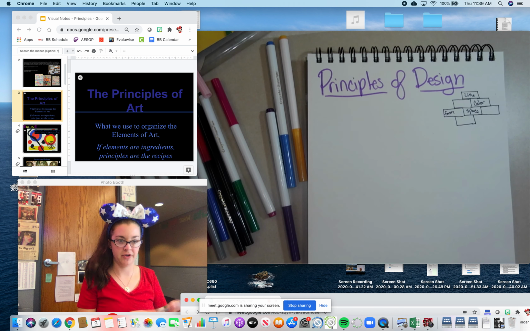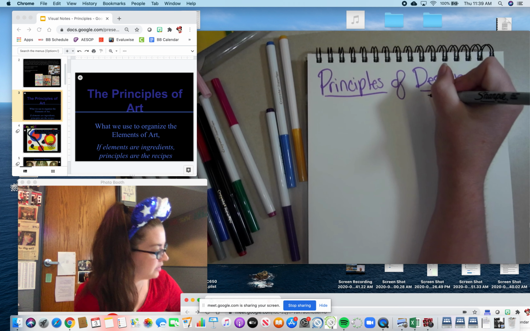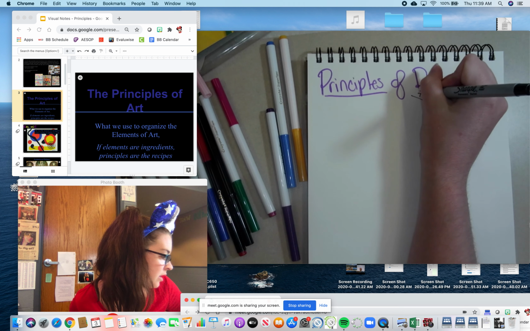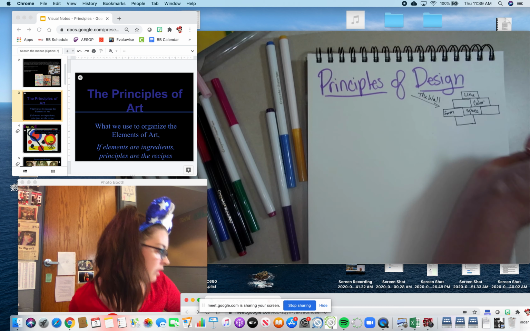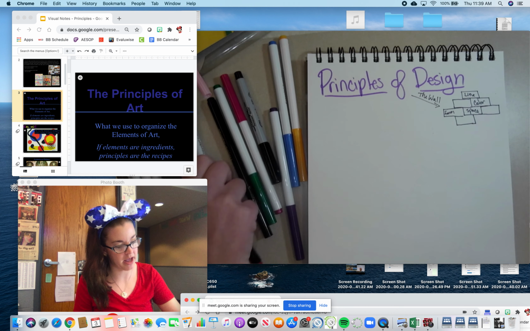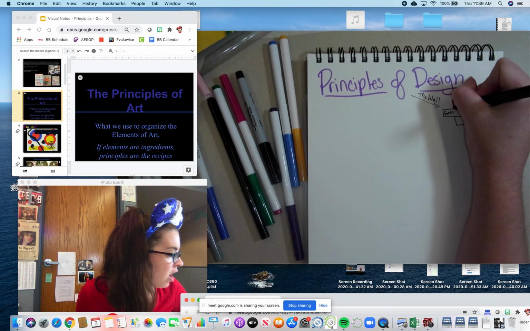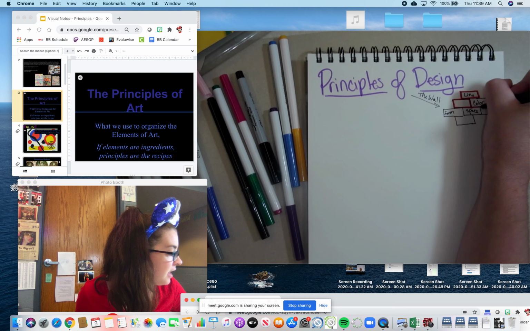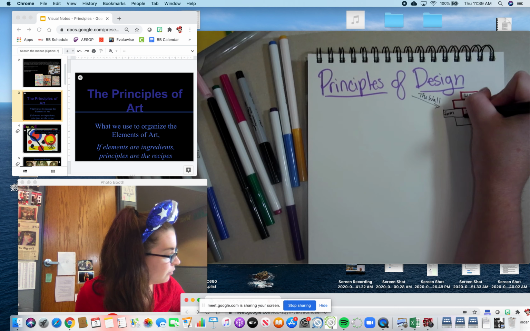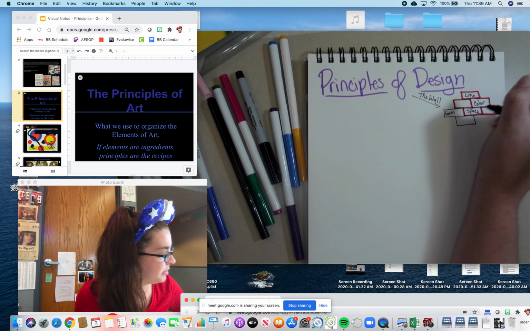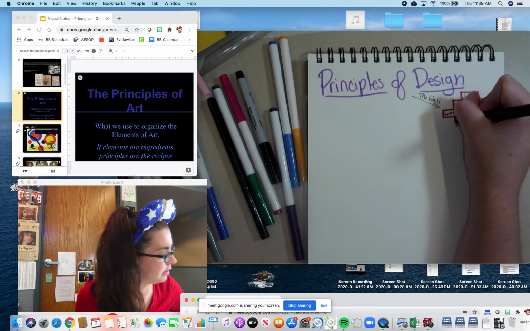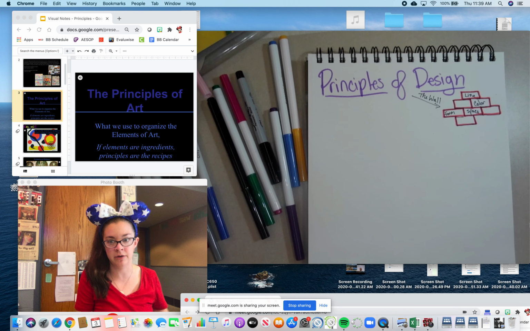So I'll write a couple of those in there. So I know that the principles of design, the wall, if my elements are the bricks. So the principles are how artists think about the elements that they're using and arrange them in their composition. Composition is another word for design or artwork.